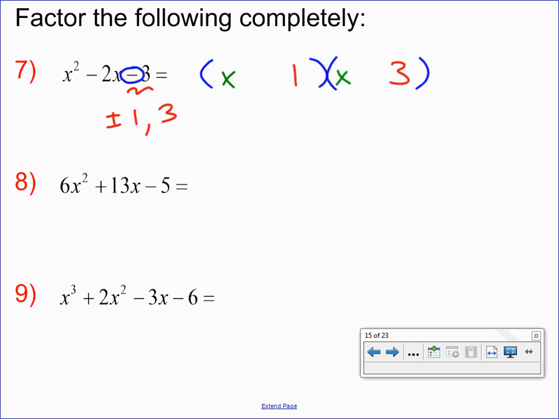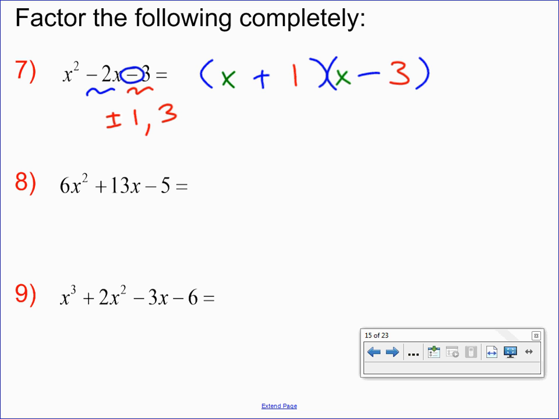But I need to purposefully place those signs, right, such that the sum of the outer product and inner product is negative 2x, that middle term. So what are we going to do? Well, we have to put the positive somewhere and the negative somewhere, right? Which is going to be which, so that they sum to give me that negative 2x. Jackson? We have negative. Absolutely.